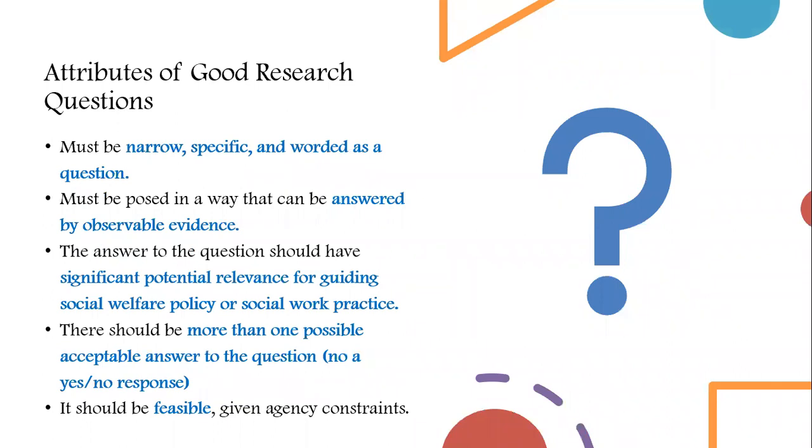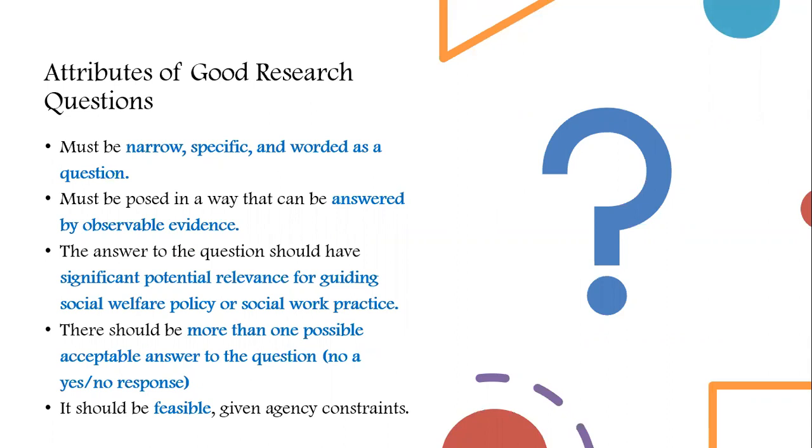In terms of attributes of good research questions, good questions must be narrow, specific, and worded as a question. Good questions must also be posed in a way that can be answered by observable evidence. The answer to the question should have significant potential relevance for guiding social welfare policy or social work practice. In addition, good research questions should have more than one possible acceptable answer. So we shouldn't be asking questions that can be answered by a simple yes or no. Good questions should also be feasible given agency constraints.